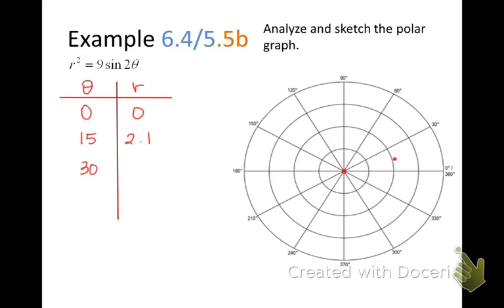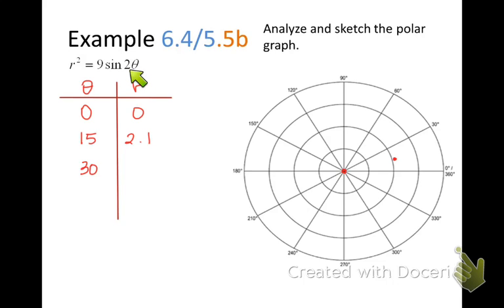30, right? What is the sine of 60 degrees? Because once I plug in 30, I'm going to get 60. Hold on, let's pause it. Okay. So if I plug in 30 for theta, I'm evaluating 60 then.